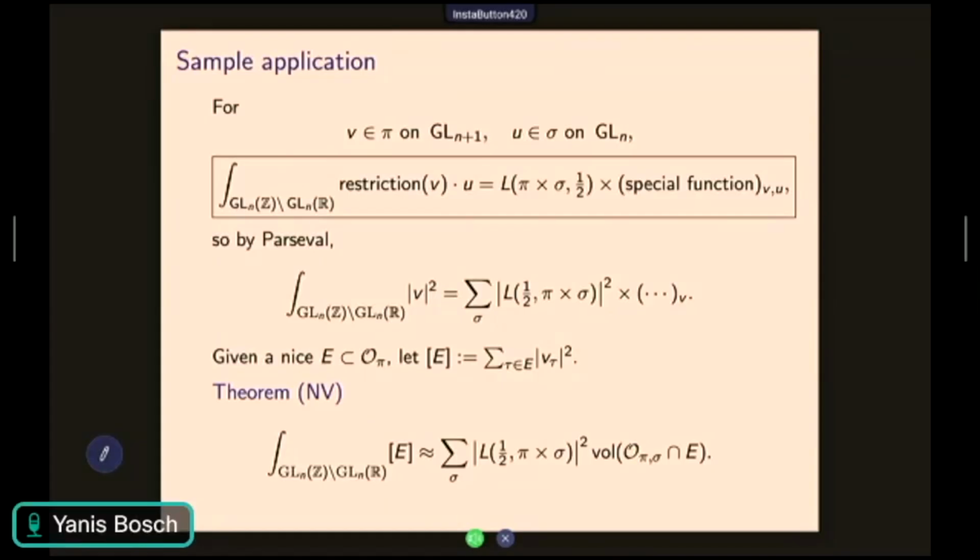So if we apply Parseval to an identity like this, so taking v, restricting it, and then taking its L2 norm, this should be something like the sum, or maybe better, the integral over all sigma of the L function times, so I've just written ... depending upon v, but what it is you just take this expression above here, the special function, and you take the sum of its squares over all vectors u in a basis for sigma. So it's some explicit combination of the special functions.